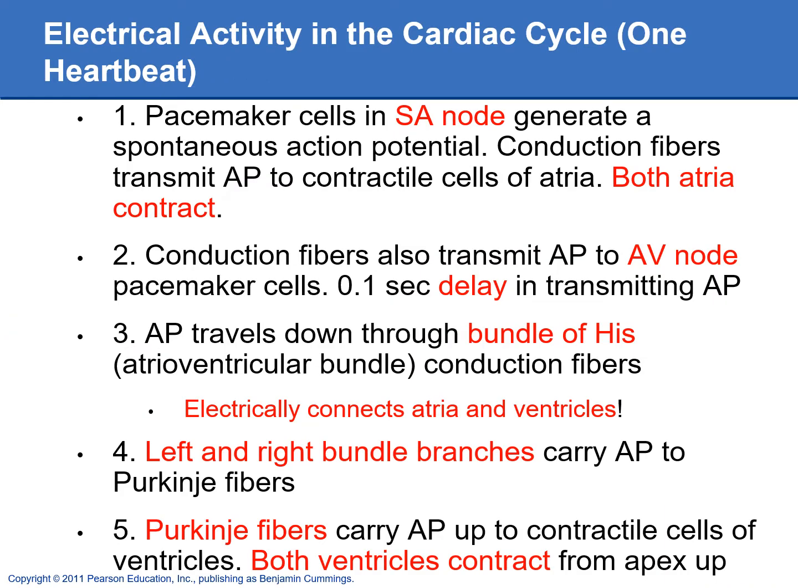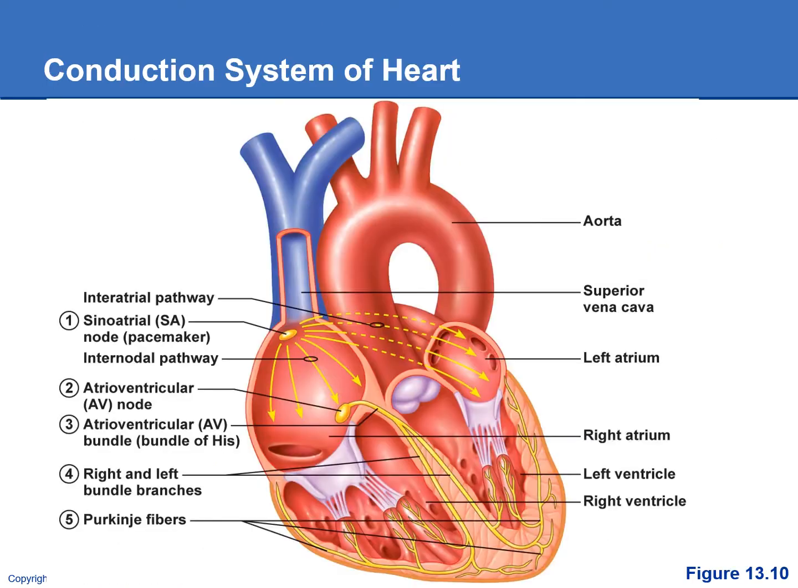Let's follow the action potentials from the SA node through the conduction system of the heart. It'll be easier if we just look at a picture. We're going to start in the SA node. The pacemaker cells there will spontaneously depolarize and generate their own action potentials. The action potentials will then be sent to both atria, and the atria will contract and finish filling up the ventricles. The action potential gets to the AV node, and there's an AV nodal delay.